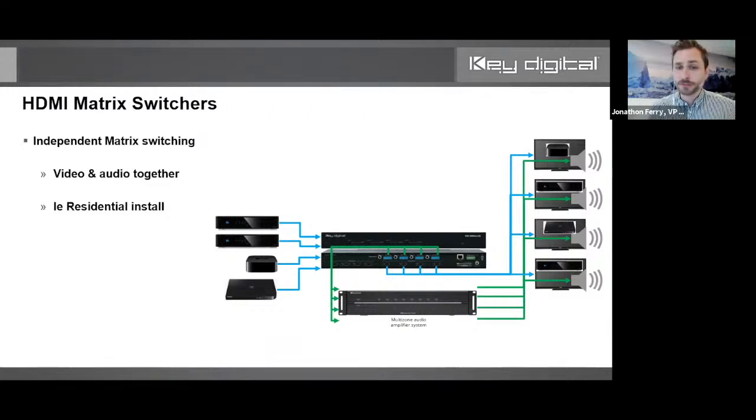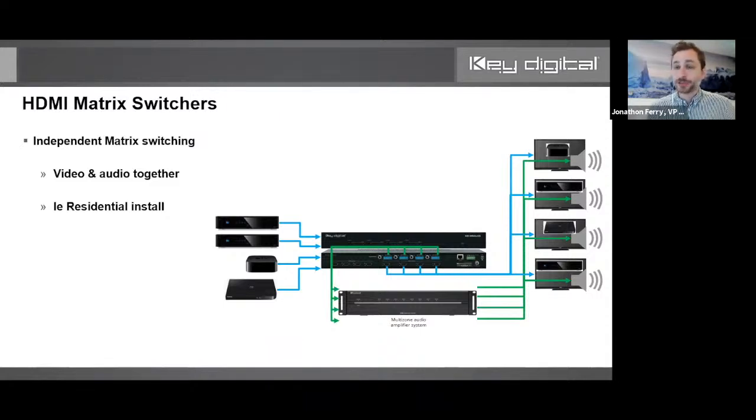So here we show a multi-zone audio amplification distribution system, and what you could do is just set up the system so that multi-zone audio system, for zone 1, it's always just selecting source 1. Zone 2 is always selecting source 2, 3 to 3, 4 to 4.